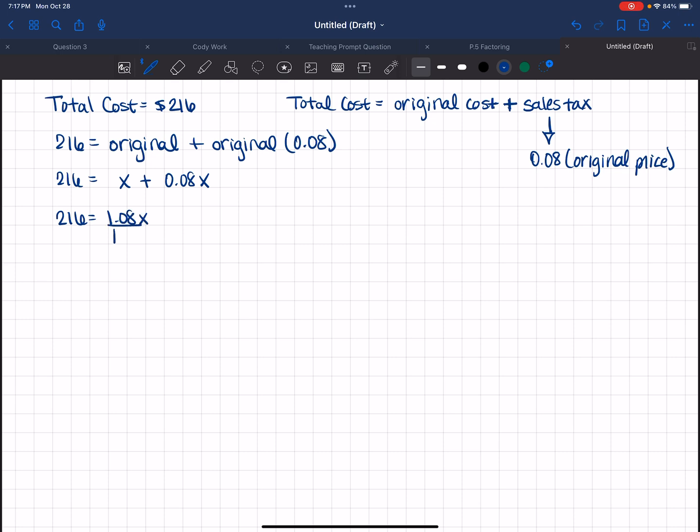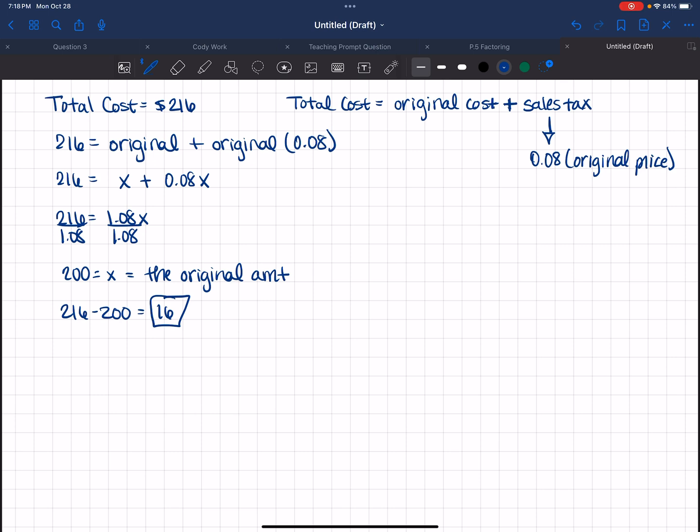Now you divide both sides by 1.08. And that's going to give me then, what was it? $200 is the original. Let me double check. Yep. 200 equals X, which is the original amount. Well, Jessie went up there. She paid $216. The original amount was $200. That means that the tax was $16. She paid $16 in tax.